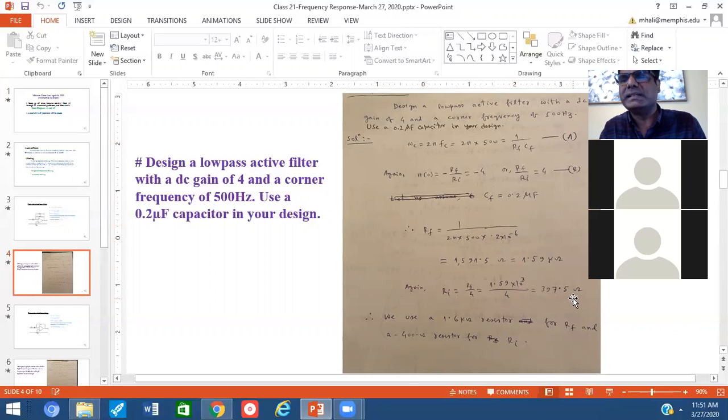397.5 ohm resistance. Now, because this is a design problem, you have to see which products are available in the market. Because by calculation you got fractional or decimal numbers, you have to look at which products are available in the market. Based on product availability, the first one, the Rf value, is 1.6 kilo. That's why in the last line I have written: therefore, we use a 1.6 kilo ohm resistor for Rf and a 400 ohm resistor for Ri. The Ri calculation was actually 397.5, but I said it should be 400 ohm. And that's all. So everybody understands?